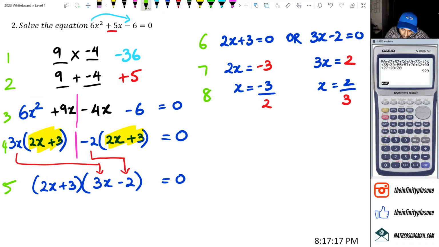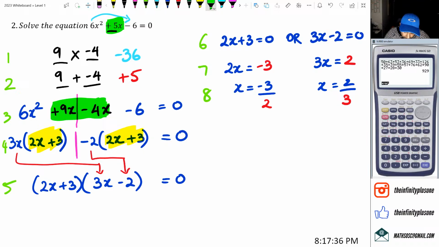Arman, I think what we were trying to do was this. We were trying to see this positive 5x. We wanted to write this positive 5x, and split it up so we can factorize. And if you have a look at it, this is where the split happens.